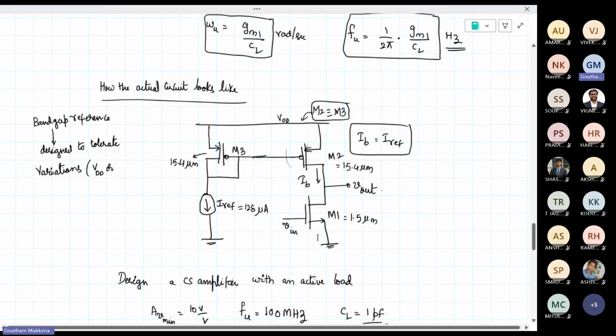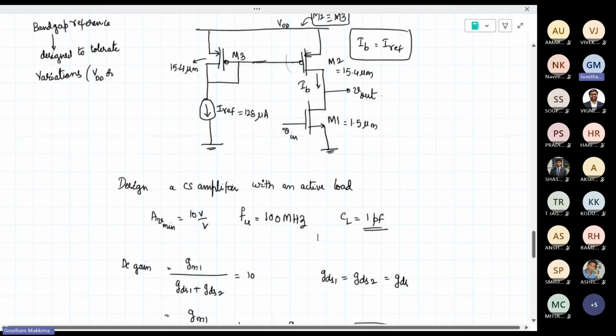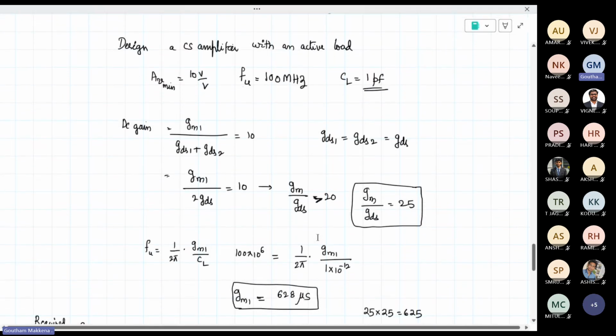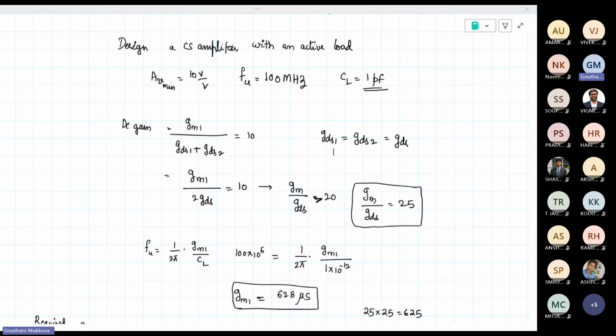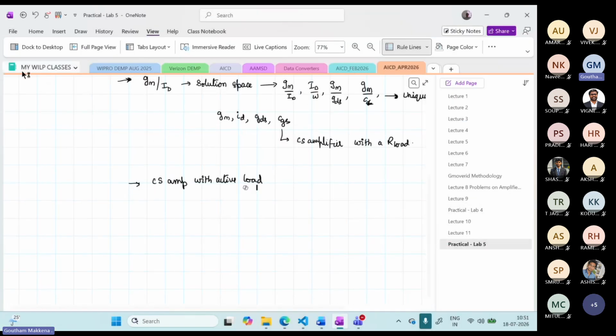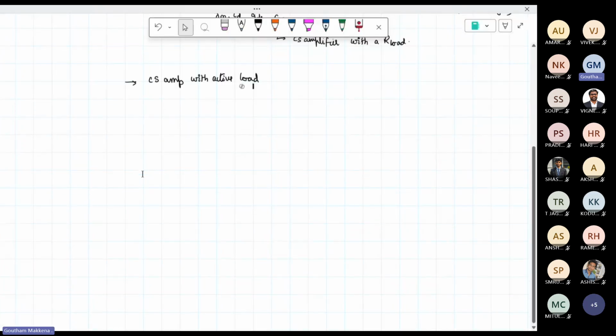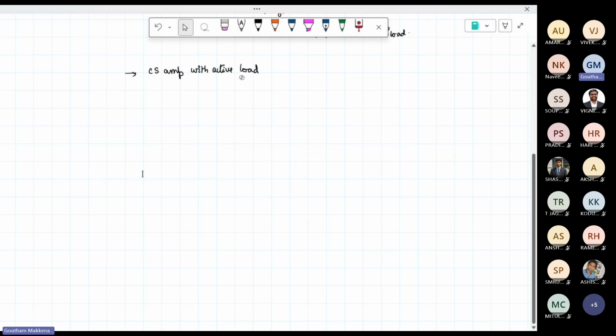And then we did the simulation. So we found out the W by L values for the given requirement. Okay, so today what we shall do, anyways, we already discussed the differential amplifier with the current mirror load.